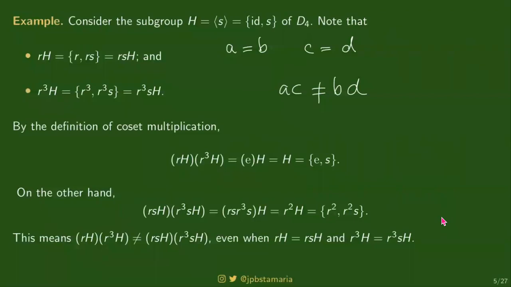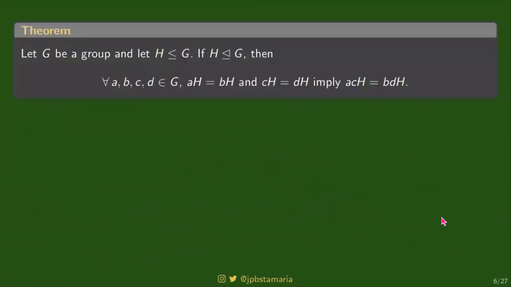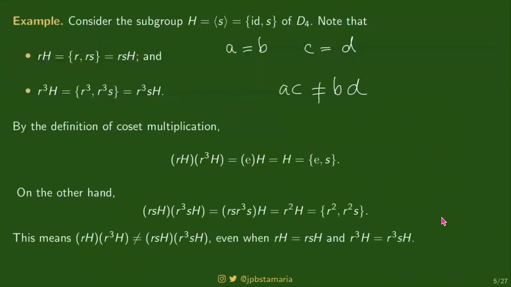Alam niyo kung ano naging reason ng weirdness? Again, ang reason, si H ay hindi normal. Kasi ang next na theorem natin, ipoprove natin na yung weirdness na yan hindi mangyayari had we chosen a normal subgroup. Kung ang pinili mo ay normal na subgroup, hindi mangyayari yan. Kapag ang AH pareha sa BH, CH pareha sa DH, i-imply niya na yung ACH pareha sa BDH. Yan ang isa sa mga nagagawa ng normality na hindi magagawa ng simple na subgroup lang na hindi normal.